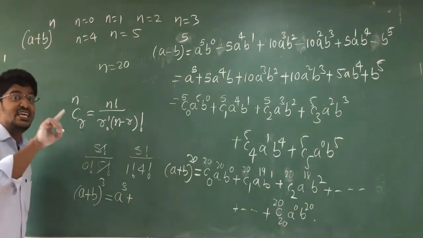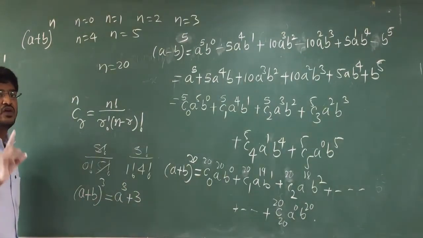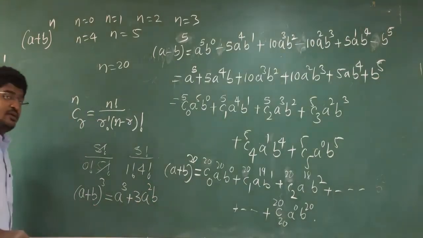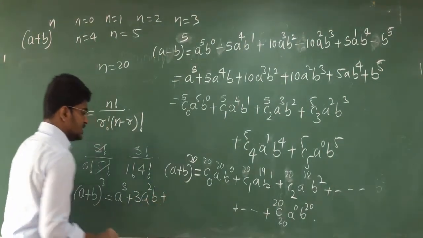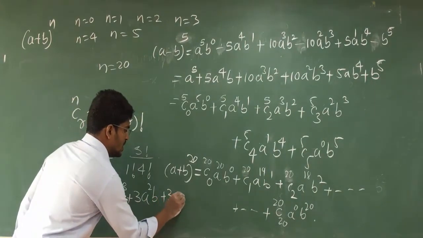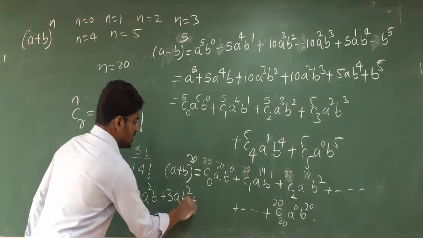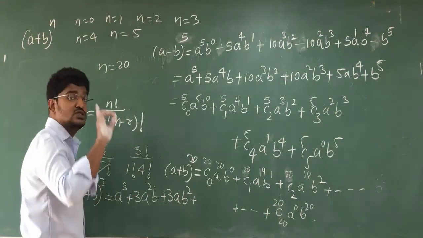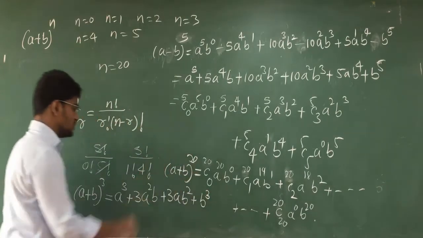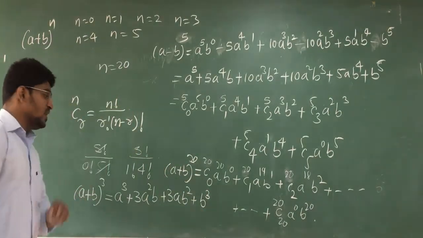Next, 3C1 will be 3, a square b. Next 3C2 will be again 3, a b square. Clear? Last term will be 3C3, that is 1, and a to the power of 0 b to the power of 3. So see how easily I can write my a plus b whole cube.